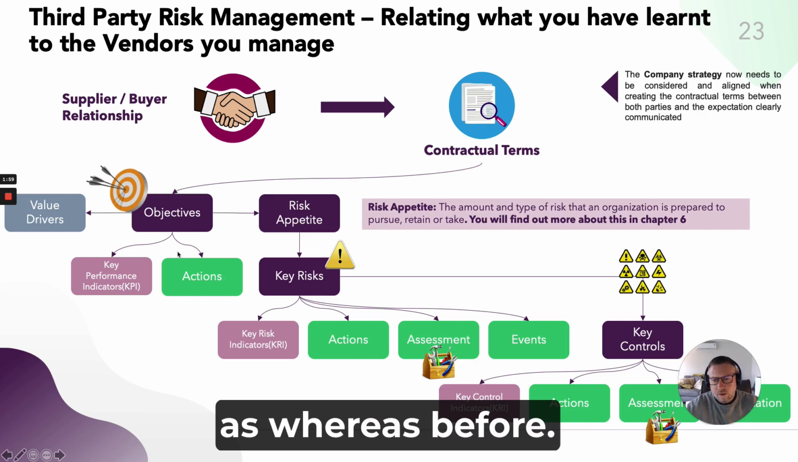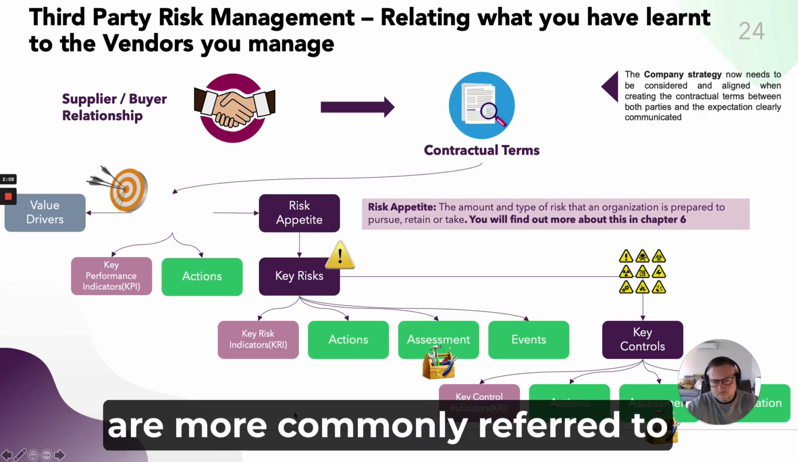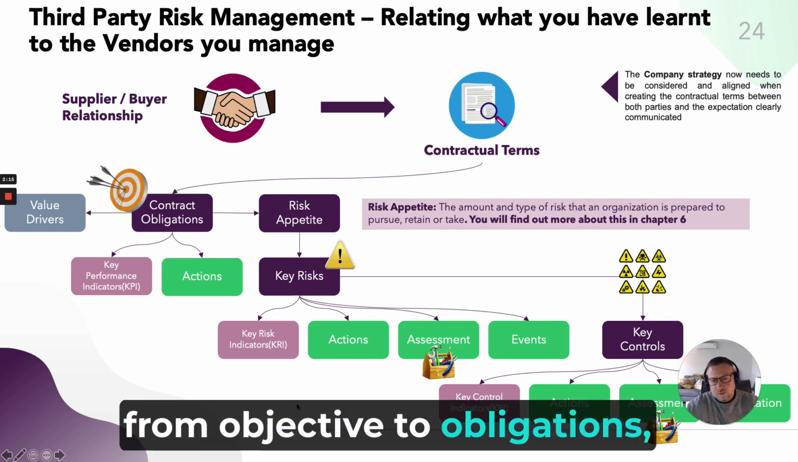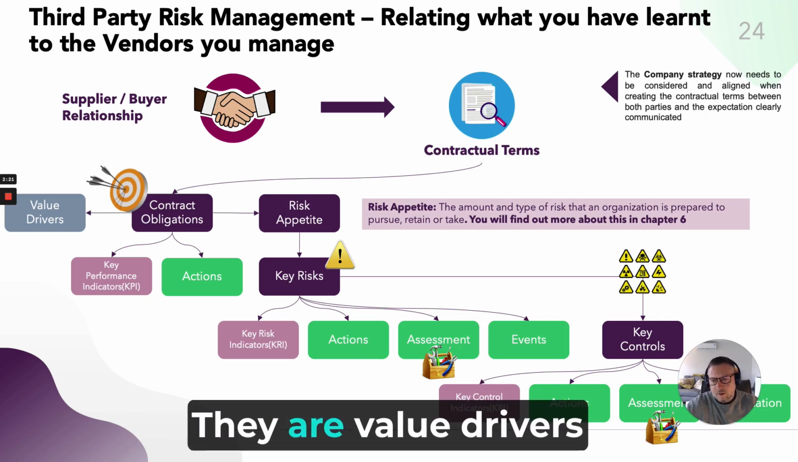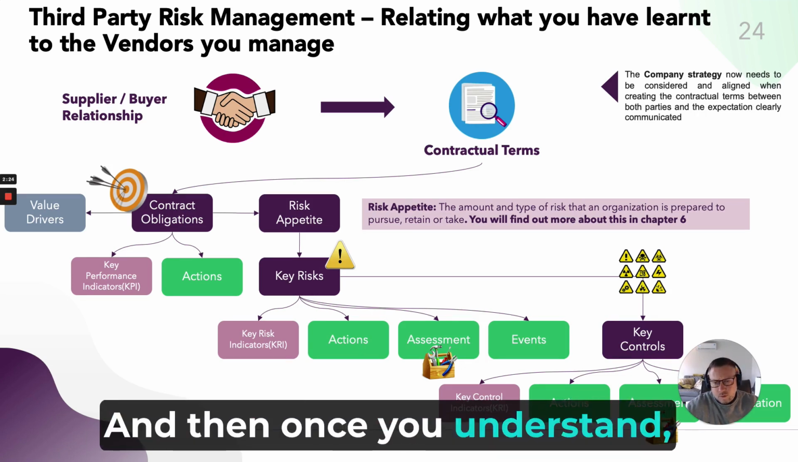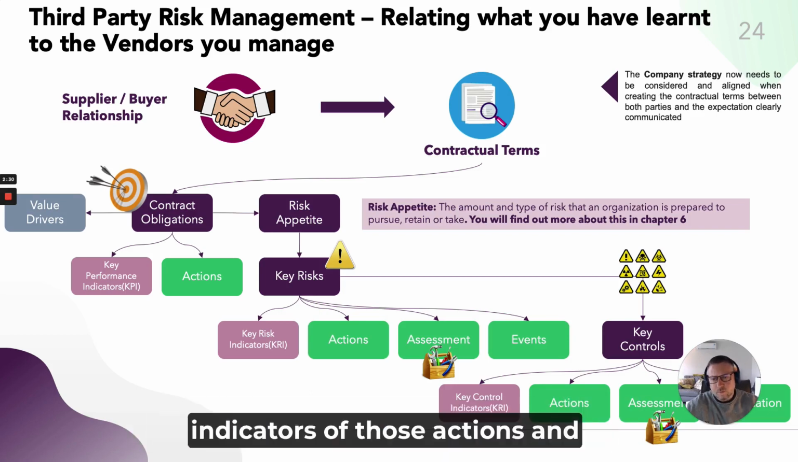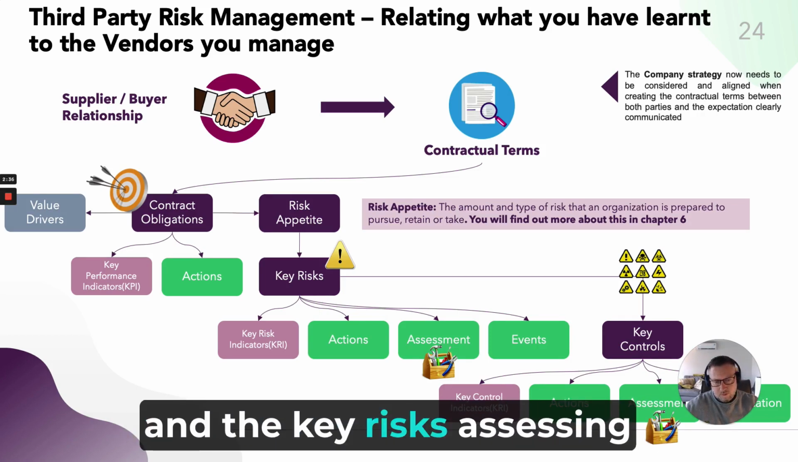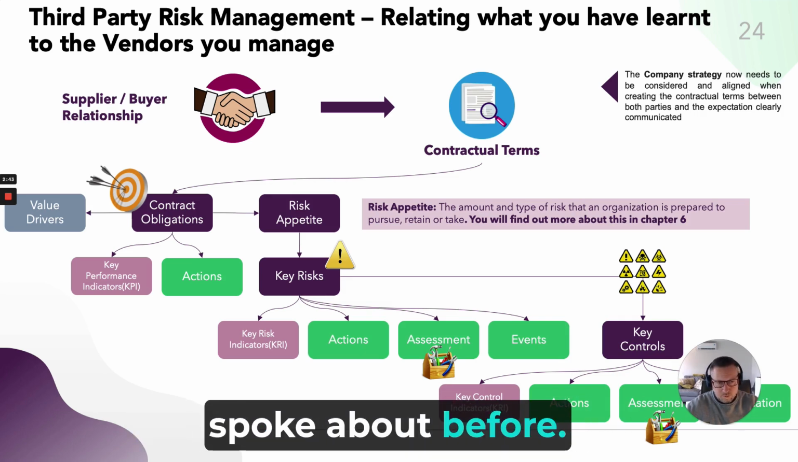Whereas before we had the objectives of the company strategy, objectives in a contractual sense are more commonly referred to as contractual obligations. So a slight change of wording from objective to obligations, but ultimately the same thing. The contractual obligations have a goal in mind, and there are value drivers behind them. Once you understand them, you can look at what the actions are to deliver against that obligation, what the performance indicators of those actions are and the positive outcomes of that, leading across into the risks, key risks, assessing actions and KRIs into the key controls, as we spoke about before.